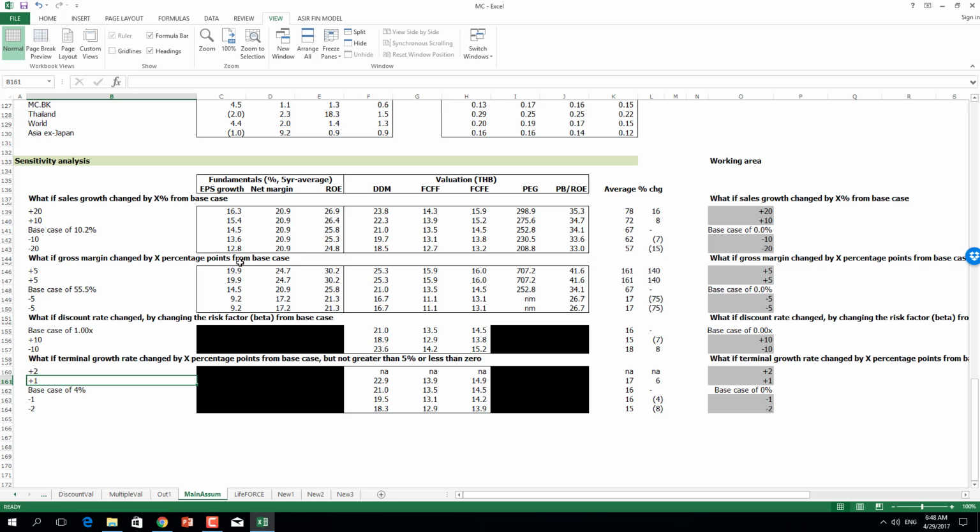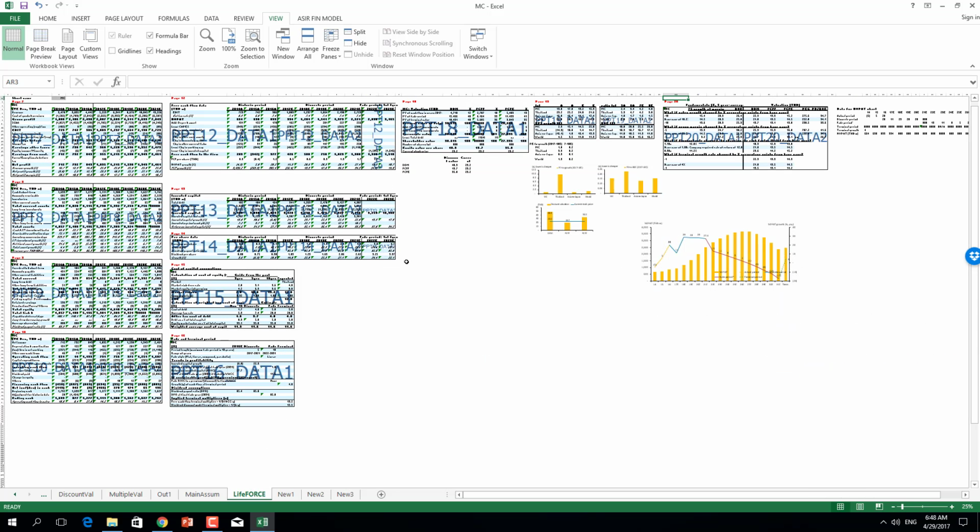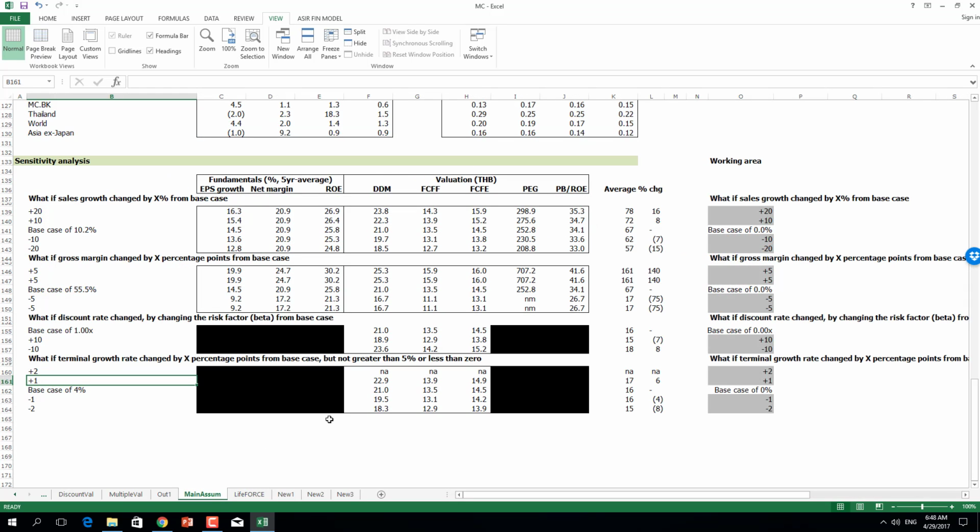So these are the main sheets within this file. Remember, this Life Force sheet is more of an output sheet that we'll tell you about more later. So that summarizes part 2 of how the model works. I hope that helps you get a handle on the model, and very quickly, it'll be confusing in the beginning, but very quickly you'll learn how to use this model to make amazing valuations. I'll see you in the next video.